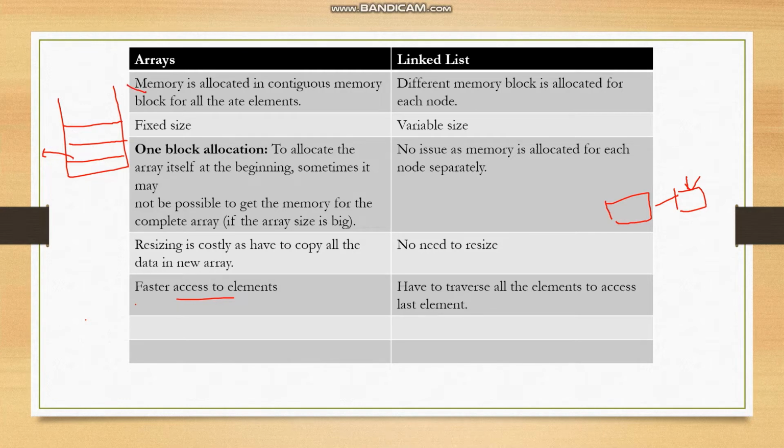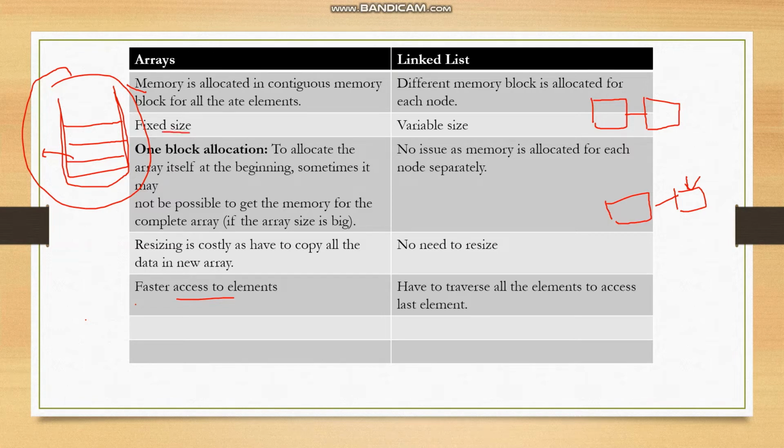In case of arrays, memory is allocated in a continuous manner. So how? If we are creating an array of 10 elements, what will be happening? A continuous memory block will be allotted to all the 10 elements of the array in a single go. But in case of linked list, what happens? As we create the node, only the memory block for that node is created. When we create the next node, then only the memory block will be allotted for that next node.